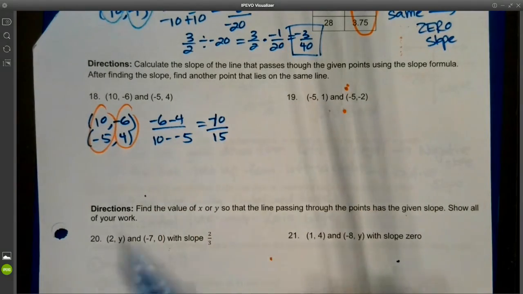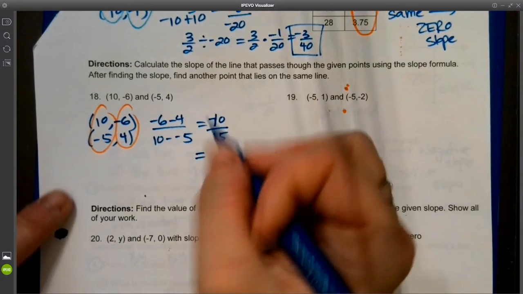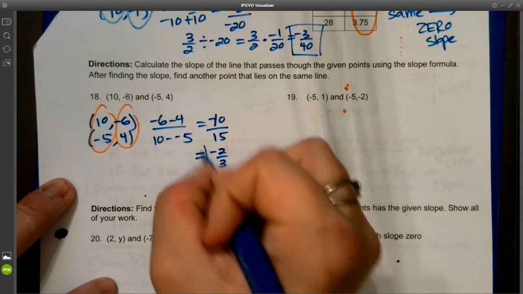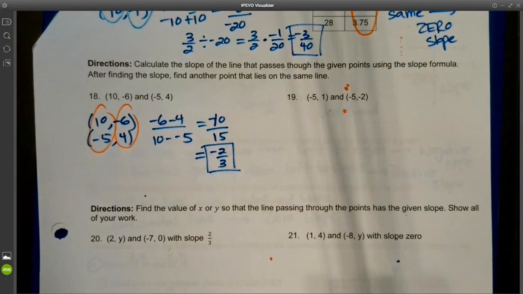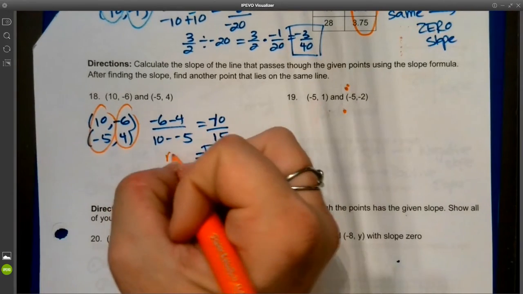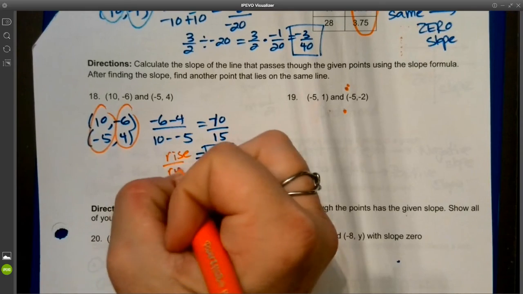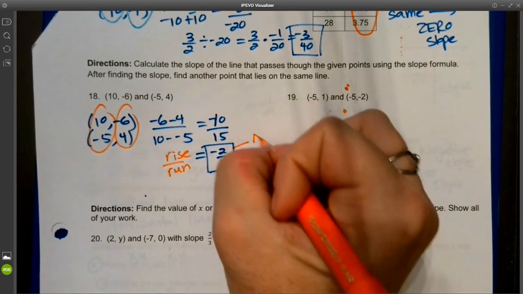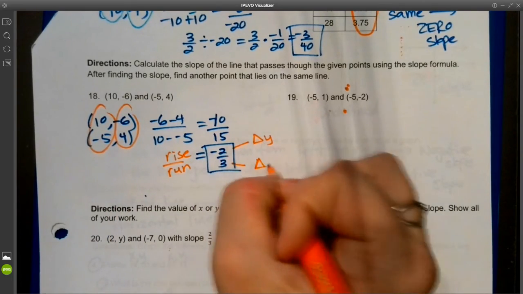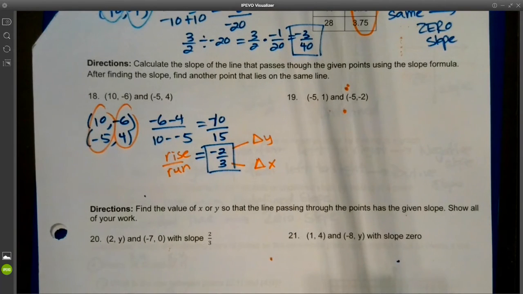It looked like a 70, but when I reduce that, I reduce both by 5, and I'm going to get -2/3. So the thing is, -2/3 is meaning that this is the rise over the run, meaning this is the change in y values and the change in x values. So that next point can be a lot of different things.